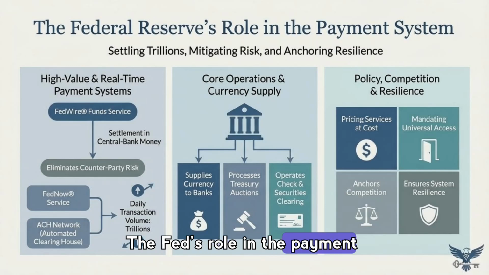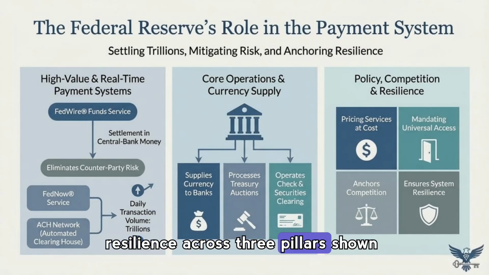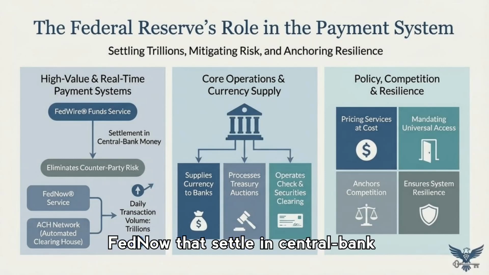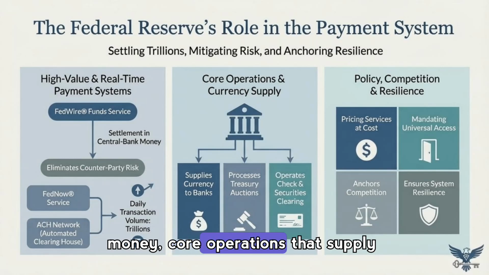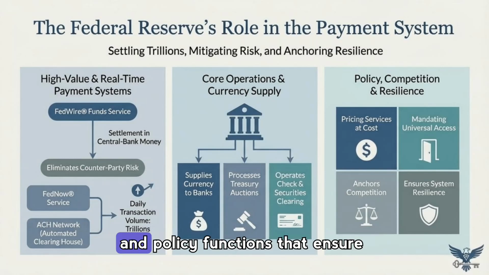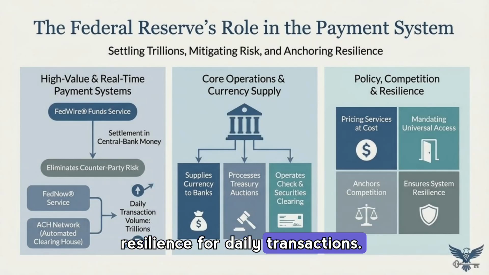The Fed's role in the payment system covers settling trillions, reducing risk, and anchoring resilience across three pillars shown here: high-value and real-time systems such as FedWire and FedNow that settle in central bank money, core operations that supply currency and run treasury auctions, and policy functions that ensure pricing, access, and overall system resilience for daily transactions.